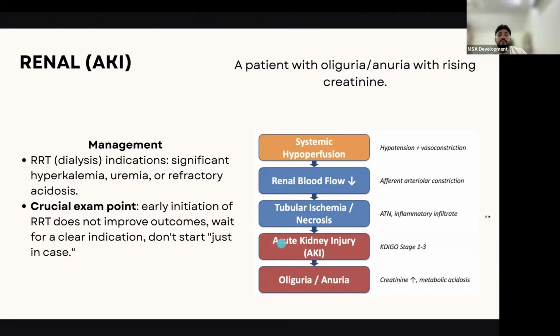Okay. So this is basically how it also looks, right? So you have the systemic hypoperfusion that happens that will decrease the blood flow to the kidneys, which will lead to ischemia within the tubules, which will also attract inflammation, right? And necrosis, which will lead to the kidney injury, letting us have oliguria.